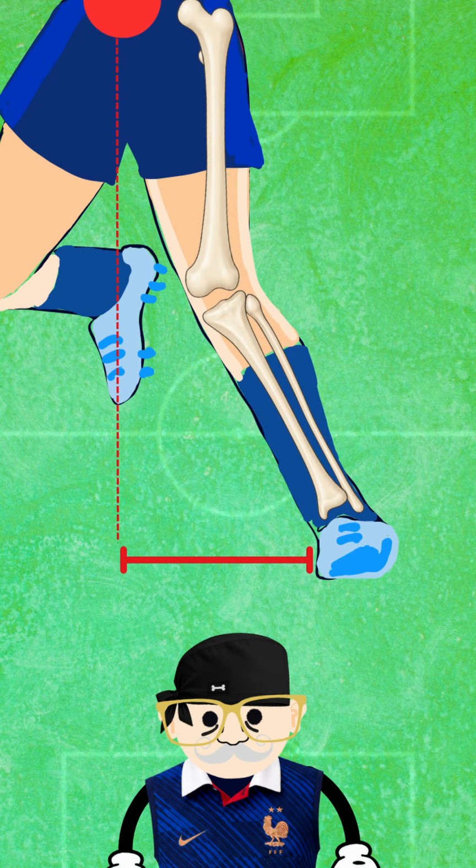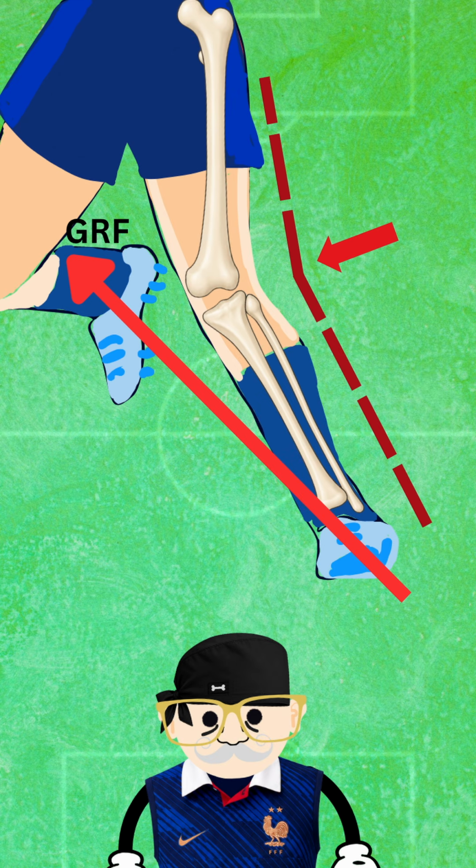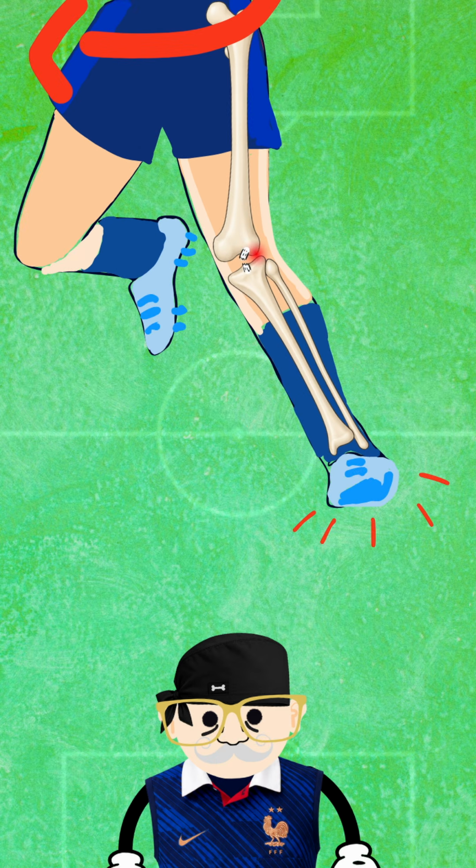During a sudden cut, the player may also plant the foot widely, away from the center of the body. If the ground reaction force line passes lateral to the center of the knee, it creates a valgus moment that tends to drive the knee inward. Under this combined anterior shear, compression, and valgus loading, the tibia may translate forward and rotate internally relative to the femur, increasing ACL strain even further.